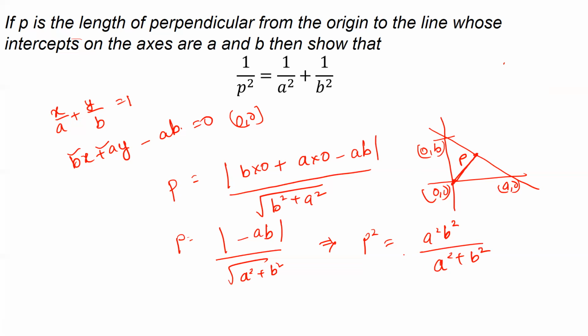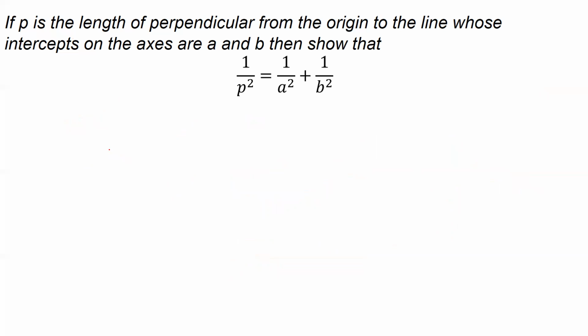All right, now what we can do is take the reciprocal on both the sides. So we have 1 by p squared is equal to a squared plus b squared divided by a squared b squared. And now we can split it up, so I'll make some space for myself. So what we have is 1 by p squared is equal to a squared plus b squared by a squared b squared, and then we can split it up into two parts.